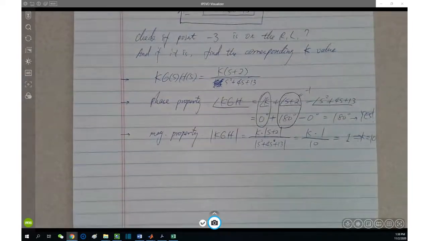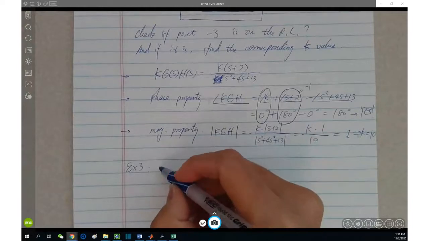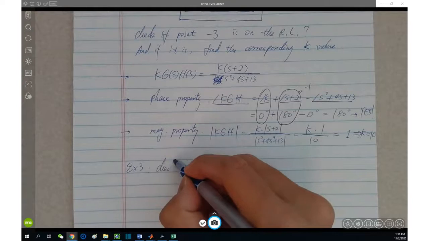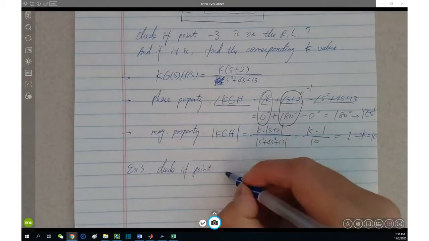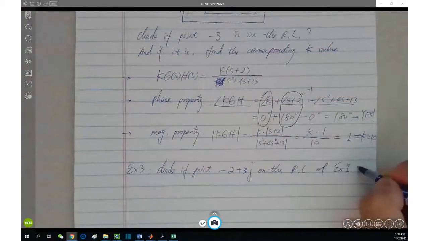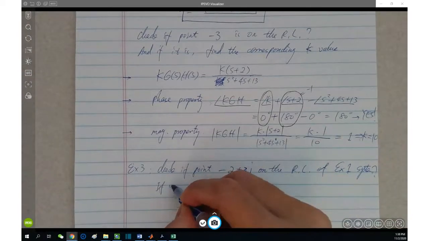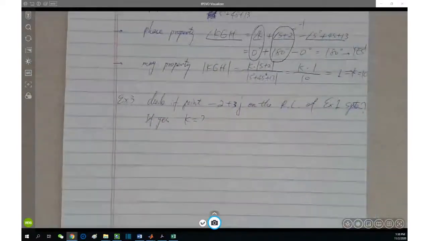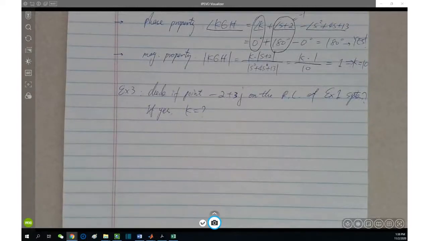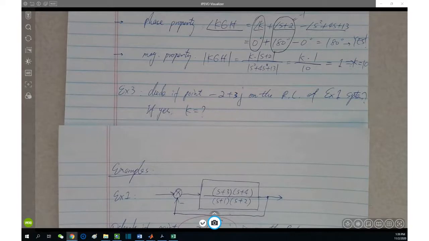Okay, let's spend a very little amount of time to do one more example. Try to make this perfect. Check if the point, this time the point given is -2 plus 3j, is on the locus of the example 1 system. And if yes, then find the K value. You just need 3 minutes. Go back to example 1, which I'm presenting here. How about that? Check a different point for the same system of example 1 to tell what is the phase angle this time, right? You just need to tell the phase angle.